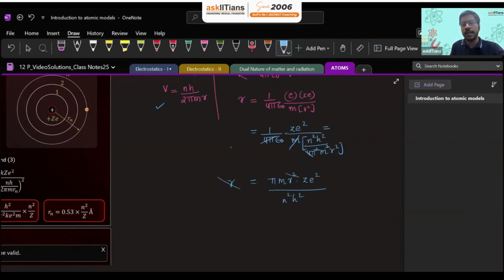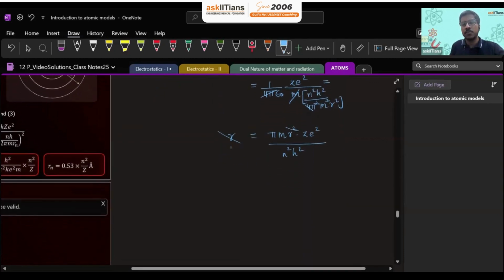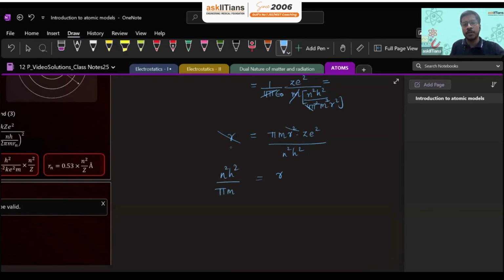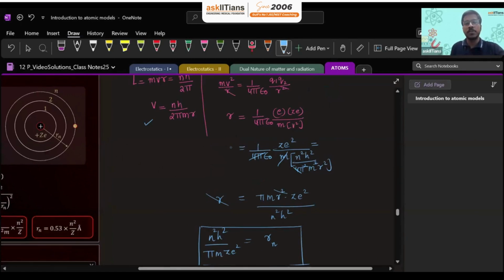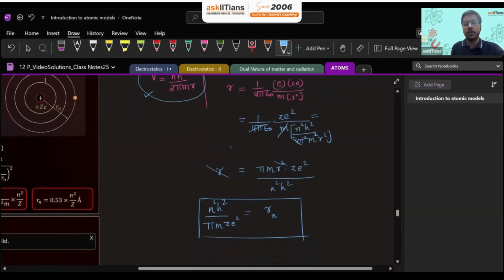So this r and this r can be cancelled out. So r becomes n square h square by pi m z e square. Okay, this is the expression for the radius of electron in the nth orbit. Very, very important. So we have the radius of electron in the nth orbit, n square h square by pi m z e square. So from this expression, I can substitute r into this and find out the value of velocity in the nth orbit.